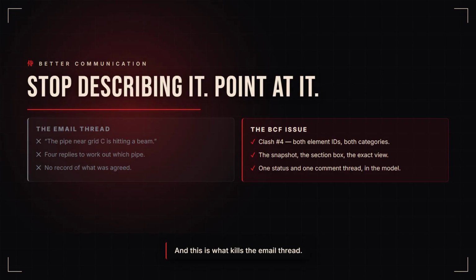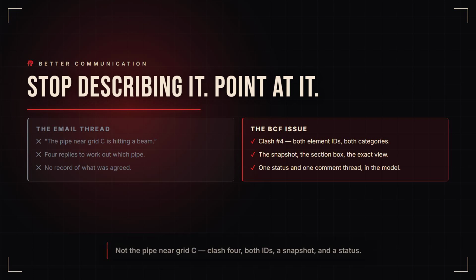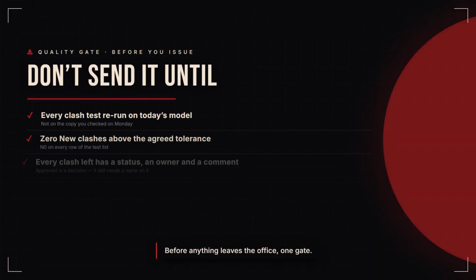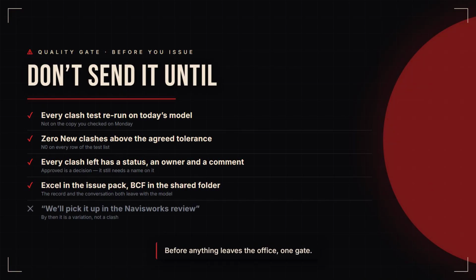And this is what kills the email thread. Not "the pipe near grid C", but a clash with both IDs, a snapshot, and a status. Before anything leaves the office, one gate. Test rerun today. 0 new clashes over tolerance. Everything else owned, statused, and written down.